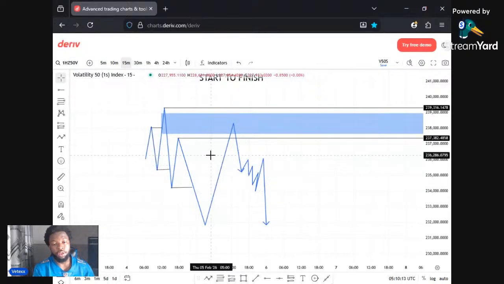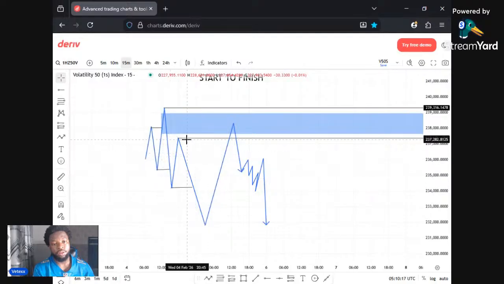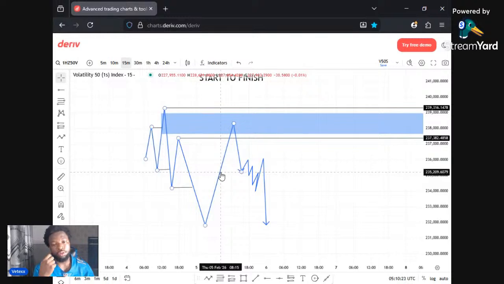Okay, so today let's analyze what is before us. This is basically top down analysis, knowing where price is coming from, knowing where it's going to. That way you don't take unnecessary trades and you don't take unnecessary losses. So now let's move to the chart and see what we have for today.